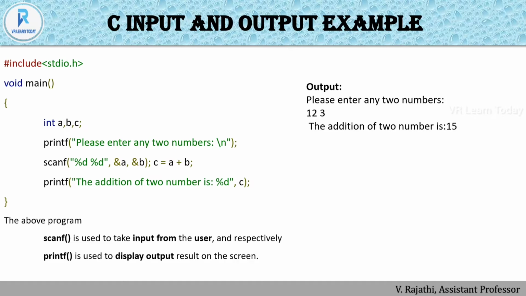See, this is the output. If we give 12 and 3, the addition of two numbers is 15. Can you see one thing? Here, after printing please enter any two numbers, I am giving backslash n. That's why the 12 and 3 will be printed on the next line.